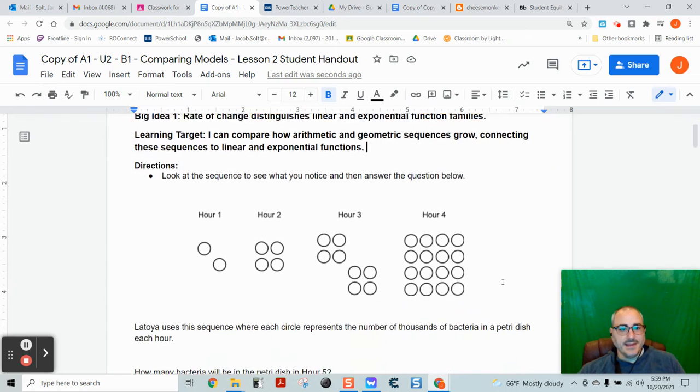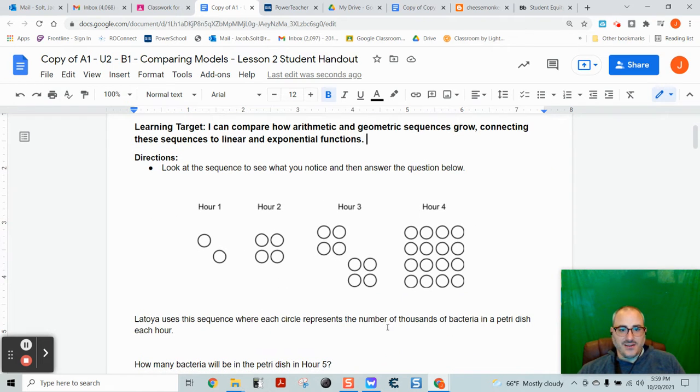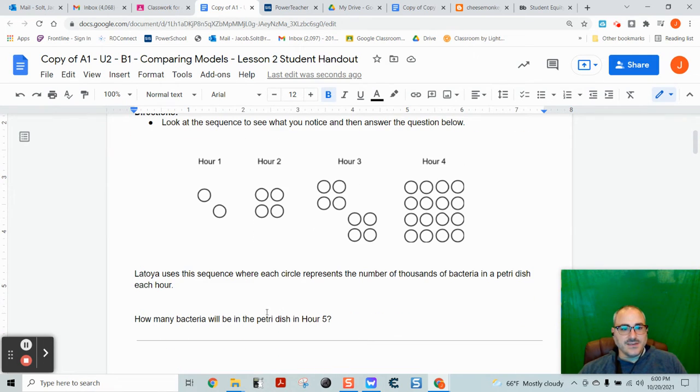Let's look at this sequence here and see what you notice and answer the question below. Maybe pause right here and take a look at what we got. All right, so we see here Latoya uses this sequence where each circle represents the number of thousands of bacteria in a petri dish each hour. How many bacteria will be in the petri dish in hour 5?